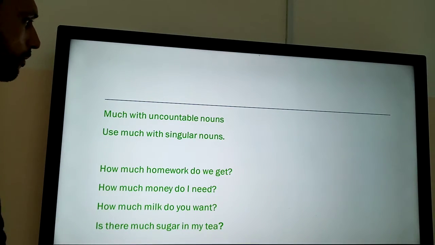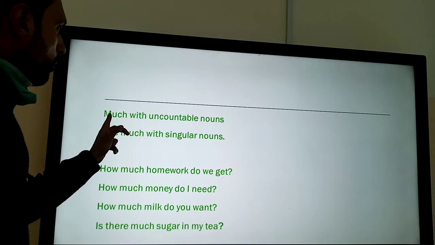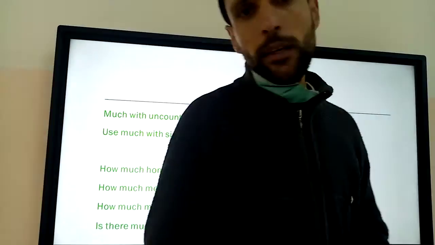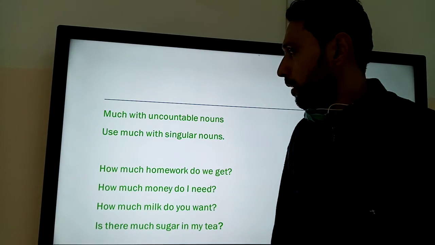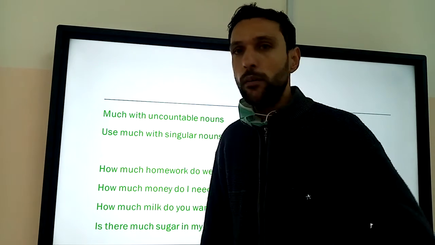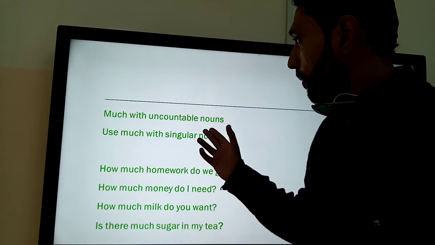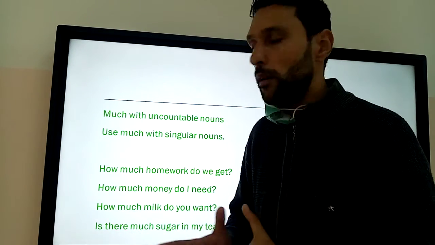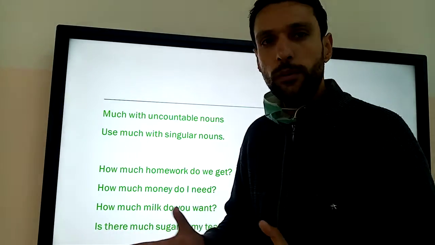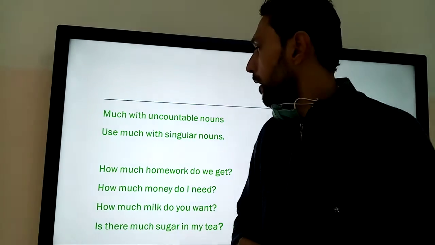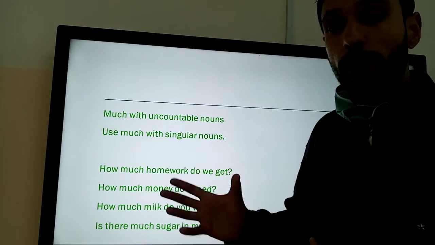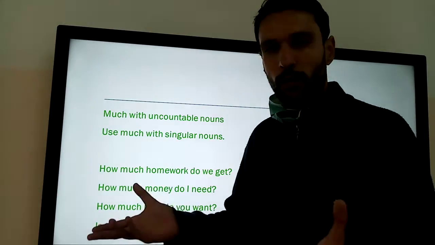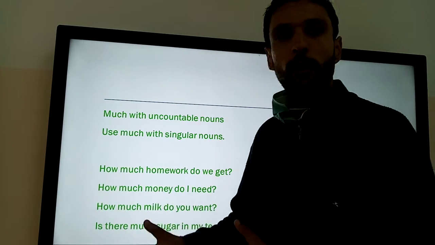Okay, students. As I said earlier, we use much with uncountable nouns. Can you think of uncountable nouns? Yes, thank you. If you have the word milk, this is an uncountable noun. Milk, sugar, salt, pepper, anything that we cannot count. We cannot say 1 sugar, 2 sugars, 3 sugars. This is wrong. But we can say 1 buck, 2 bucks, 3 bucks.